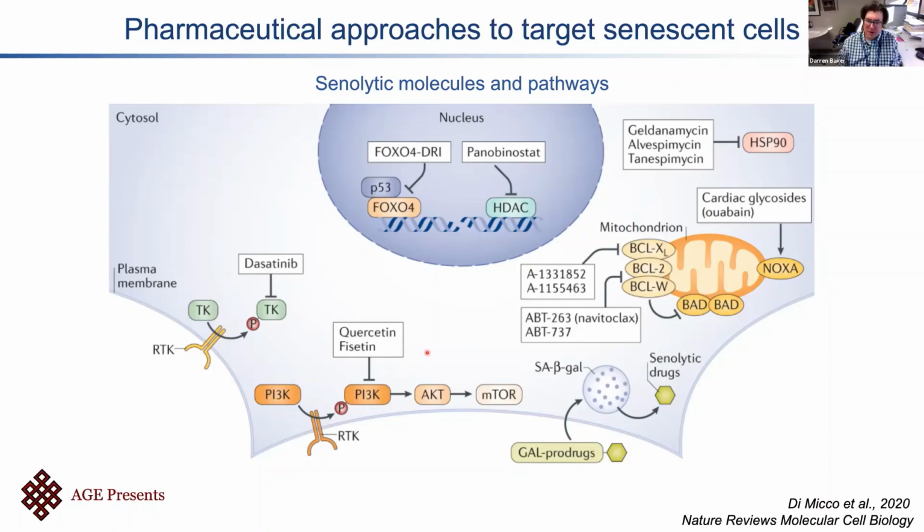There are a couple here. Dasatinib and quercetin are the ones that have really been piloted from Dr. Kirkland's group. There are a number of different studies in the clinic where dasatinib and quercetin, either alone or in combination, are being utilized to see if there's any attenuation of pathology within specific age-related diseases where there really is no treatment available for those particular maladies.